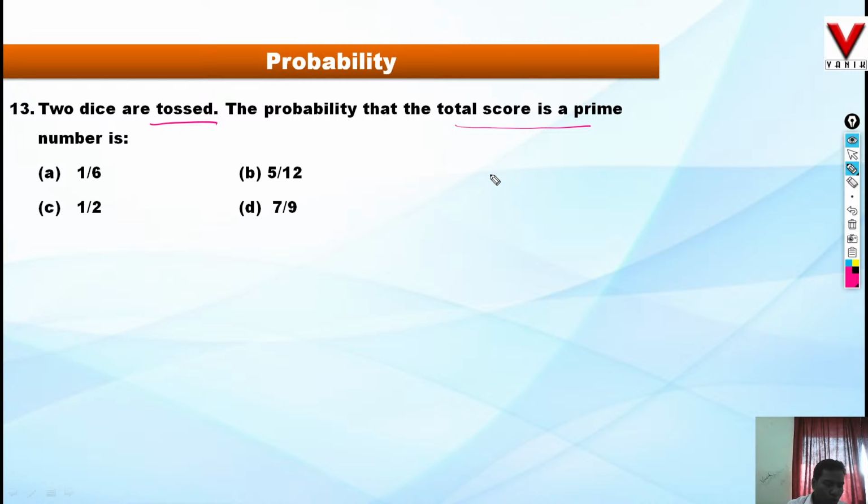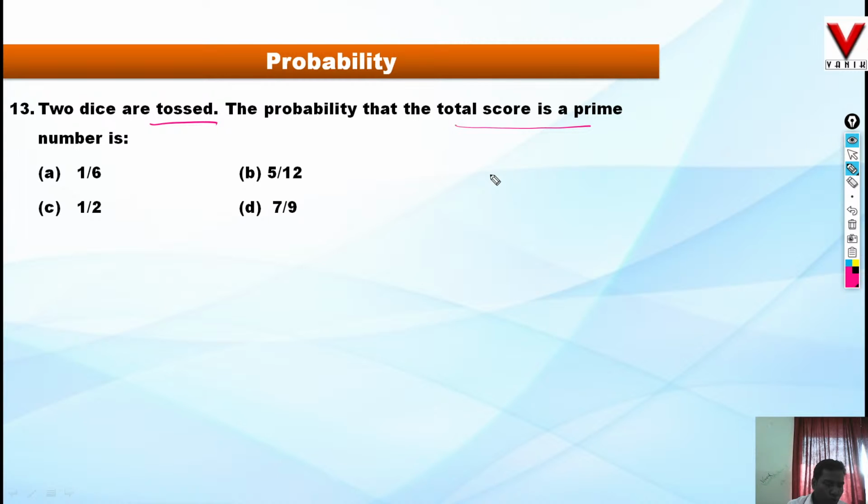The score is a prime number means 1 1, 1 2, 1 4, 1 6, then 2 1, 2 3, 2 5, 3 2, 3 4, 4 1, 4 3, 5 2, 5 6, then 6 1, 6 5. So 1 2 3 4 5 6 7 8 9 10 11 12 13 14 15. 15 by 36. That means 5 by 12.